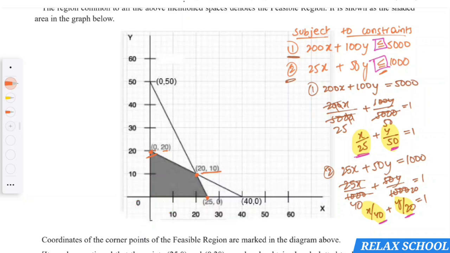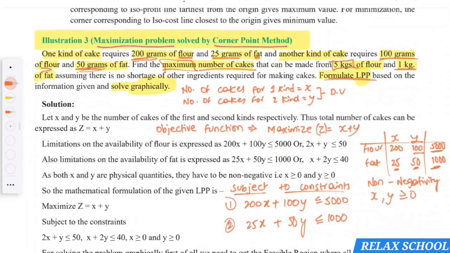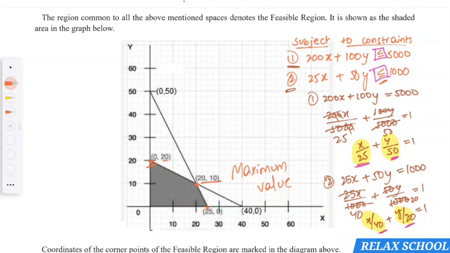So now we found the coordinates. We are going to put these coordinates in the objective function. And whatever coordinate brings us the maximum value, that would be our solution. So what was the objective function? The objective function was simple. It was to maximize x plus y. I'll write it here. Maximize z is equal to x plus y.